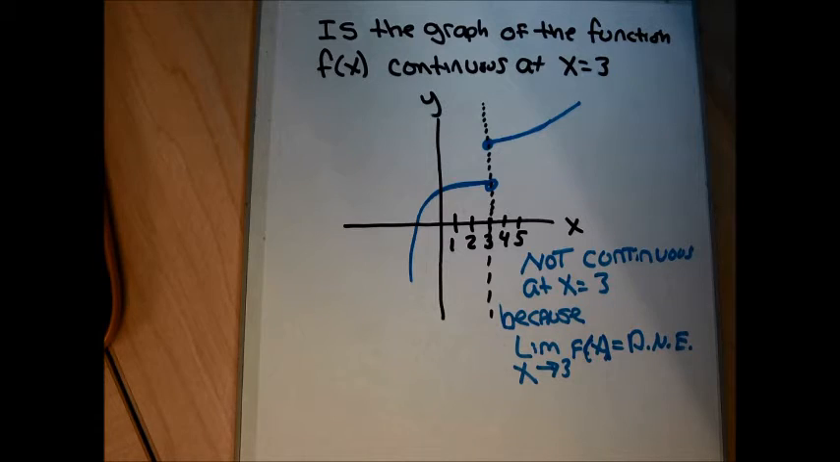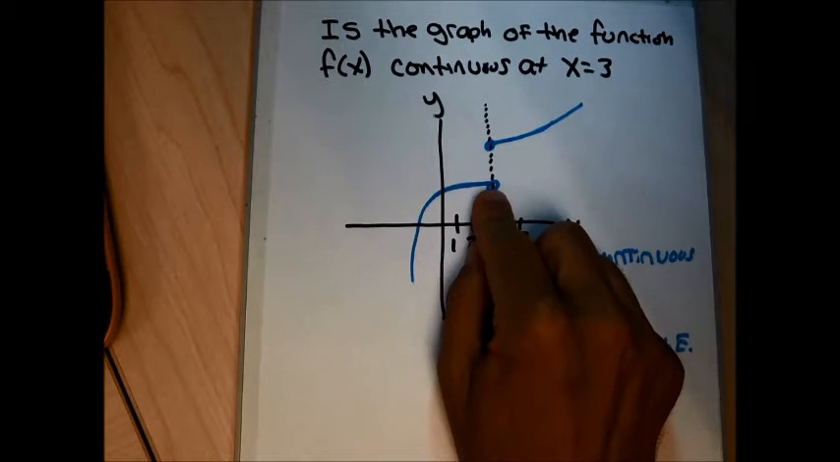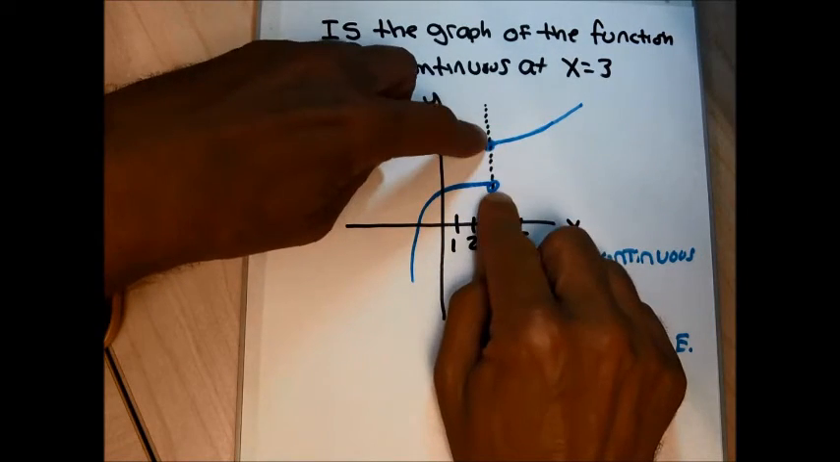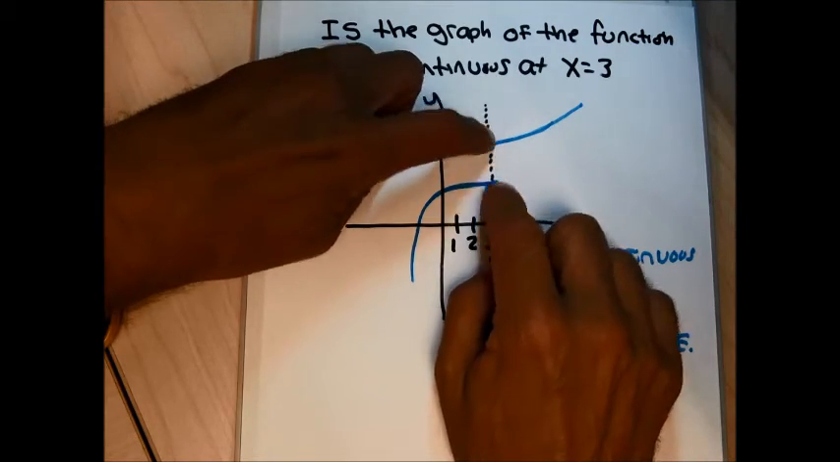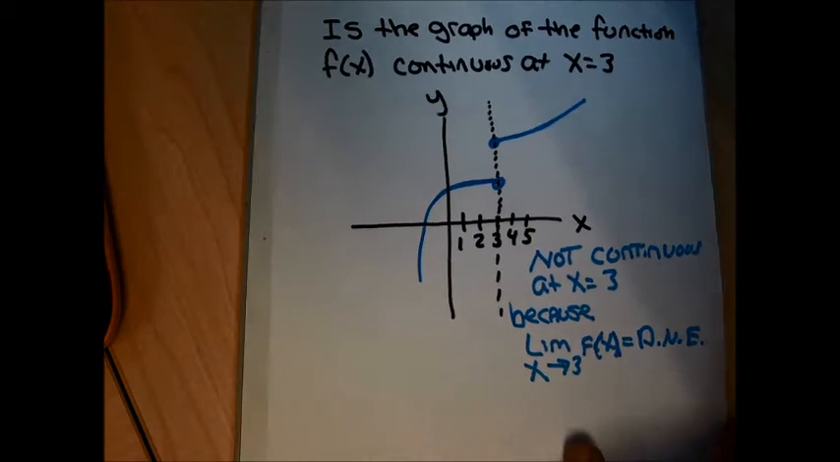So that's case 1. This wasn't continuous at x equals 3 for reason 2 because the limit didn't exist, because the left hand and the right hand limit aren't the same. Let me make another picture and ask the same question. Is this function continuous at x equal to 3?